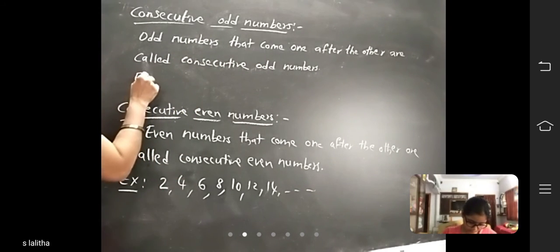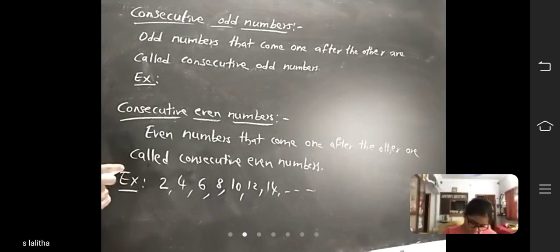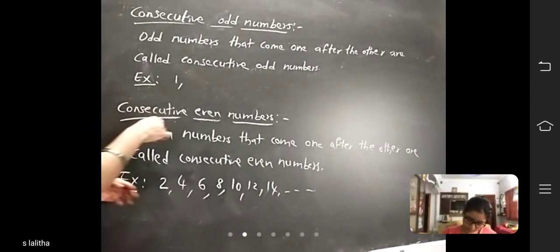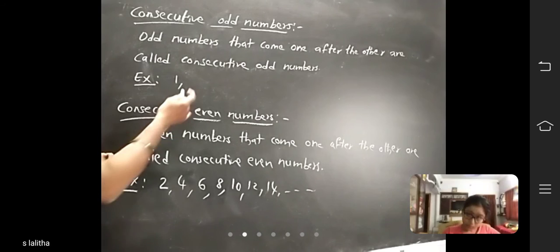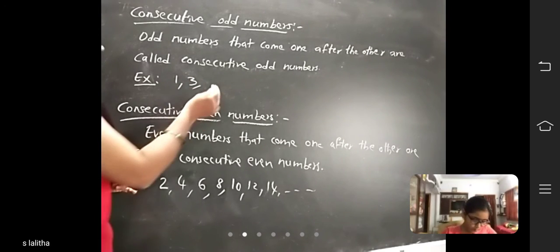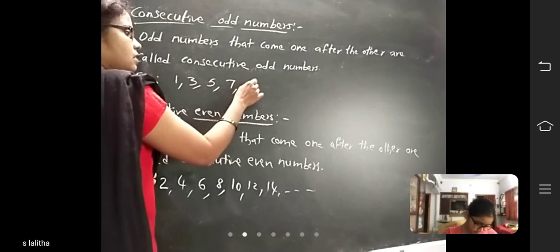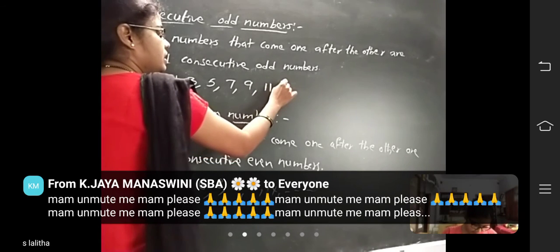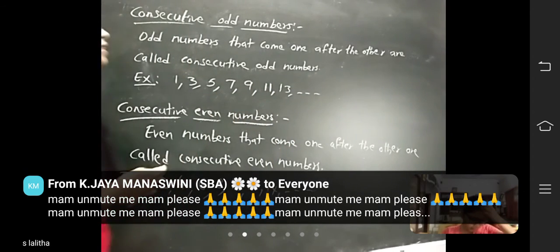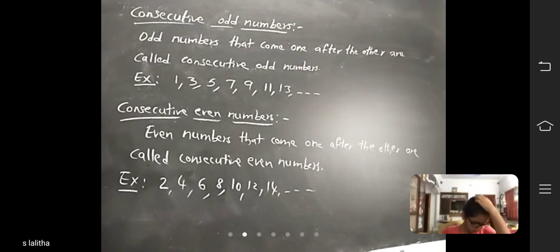Can you tell me one odd number? First odd number is 1. And next odd number 3. Next odd number 5. Next 7, 9, 11, 13, so on. These are all consecutive odd numbers. Okay, ma'am? Right.